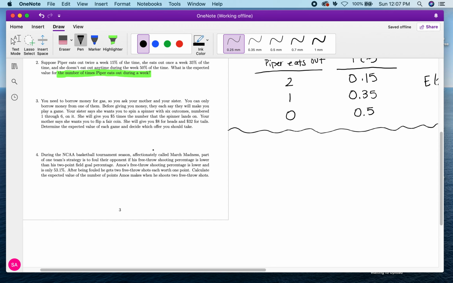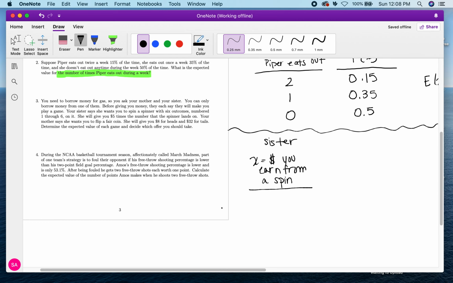Separate it from the work up there. Let's start with the sister, because there's 2 different games here, so we have to look at two different expected values, essentially. So the sister wants you to spin a spinner that has the numbers 1 through 6 on it, but then she's going to give you money based on what you spin. So X is going to be the amount of money you get from a spin. So the amount of money you earn from a spin.